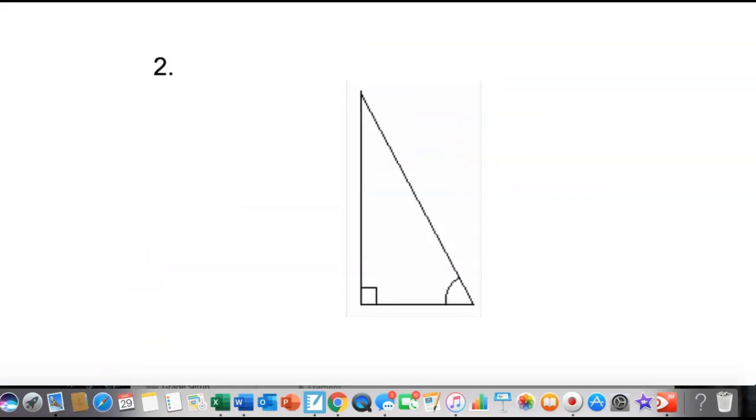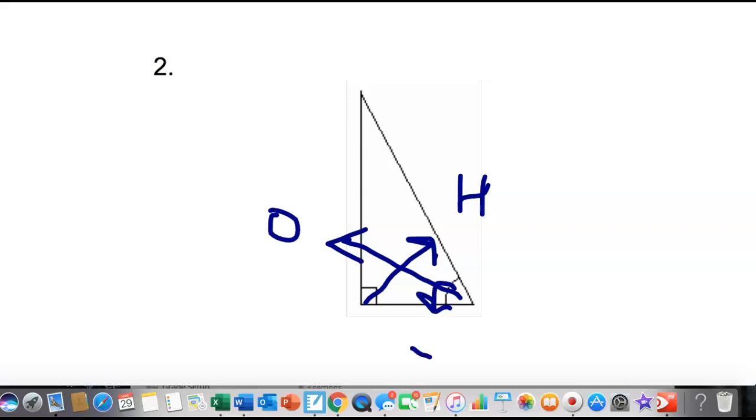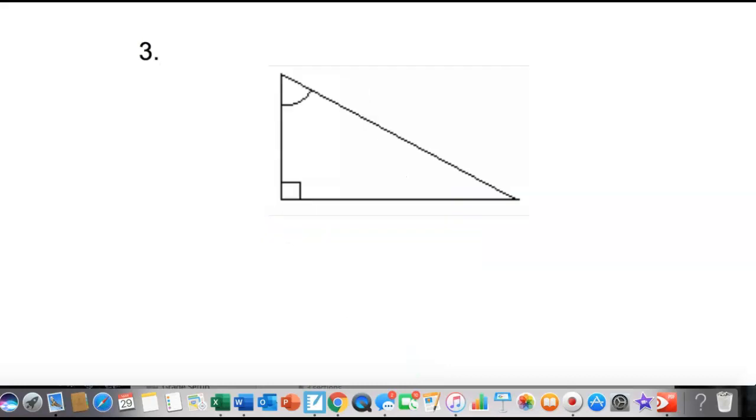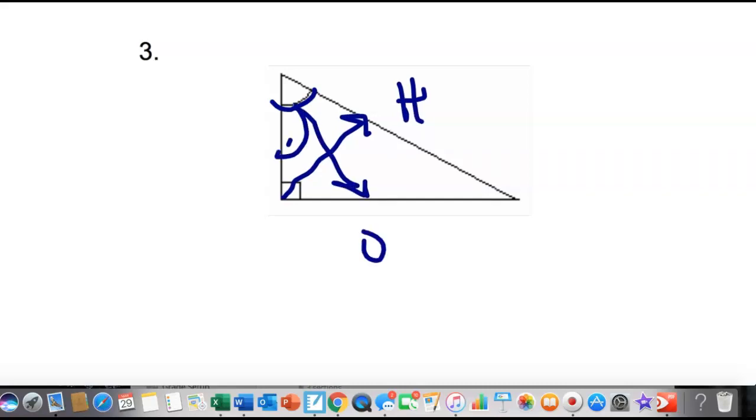So again, we're going to identify our hypotenuse first, our opposite, and then this would be our adjacent. Look at the next one. Our reference angle is here. Our hypotenuse would be here. Our opposite would be here. And our adjacent would be to the side.